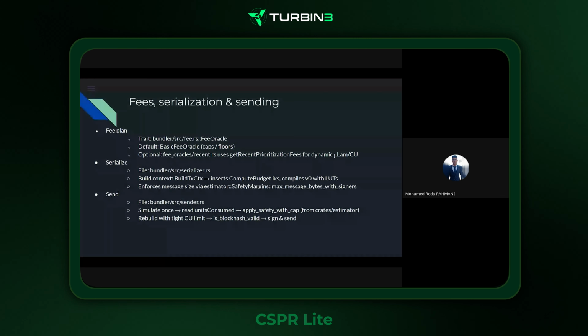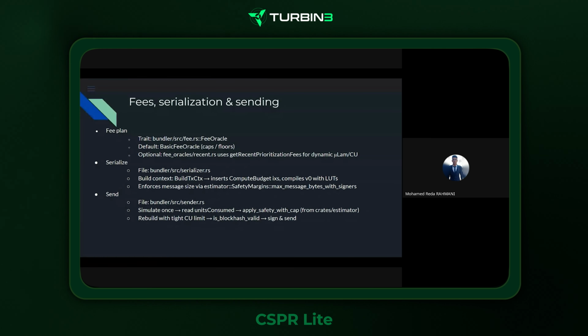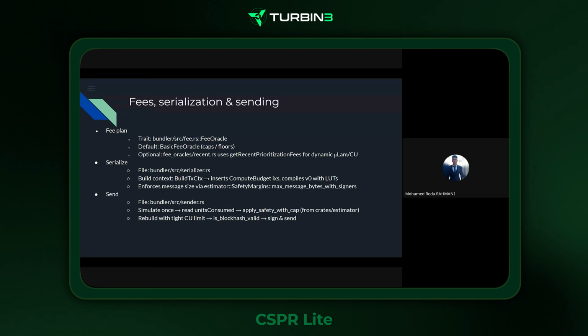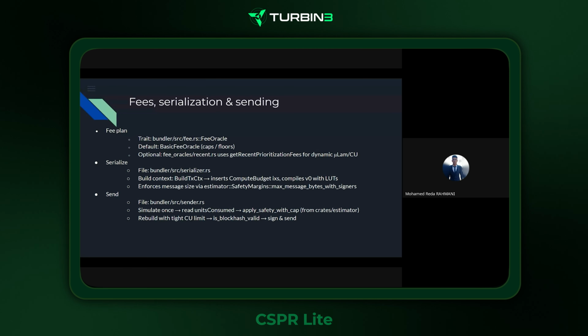We use a fee oracle by default. It enforces caps and floors, so never too high, never too low. About serialization, we build the transaction message with payer, block hash, and fee plan, and we add compute budget instructions, and we compile a V0 message and enforce the packet size. We enforce the Solana packet size, and lastly, we have the sending part.